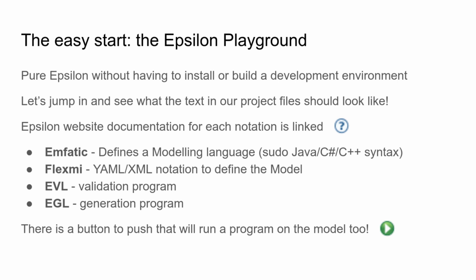Getting started with Epsilon is made incredibly easy thanks to the Epsilon Playground. We don't need to download or install any development tools. Using a browser, we can go to the Epsilon Playground and we can see the various text files that need to be created to enable us to produce models and products from models using the Epsilon tools. The Epsilon website contains the documentation for each of the notations that are required. These can be accessed using the little question mark icon.